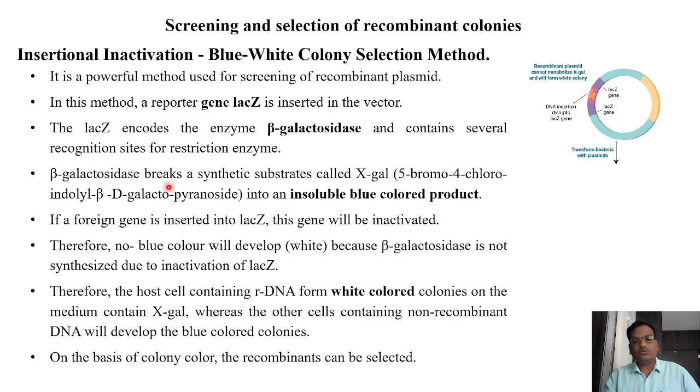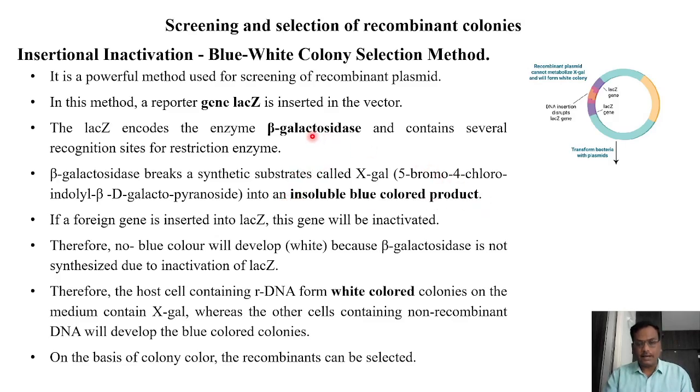Beta galactosidase breaks a synthetic substrate called X-gal. So in laboratory conditions, this enzyme is capable of breaking one substrate called X-gal, 5-bromo-4-chloro-indolyl beta-D-galactopyranoside. That is a chemical, nothing but a sugar. This substrate is going to be broken down into an insoluble blue colored product.